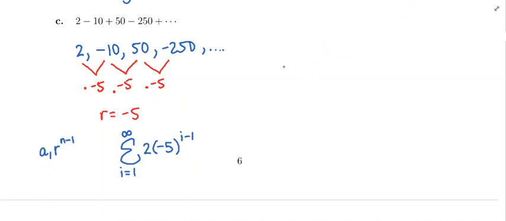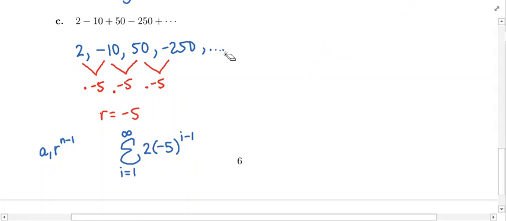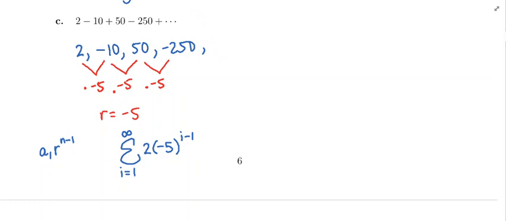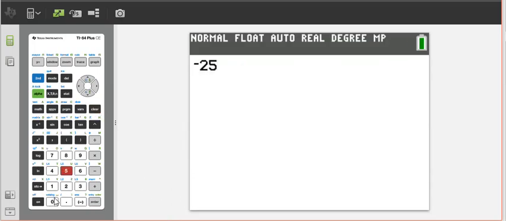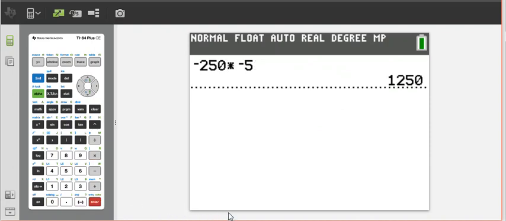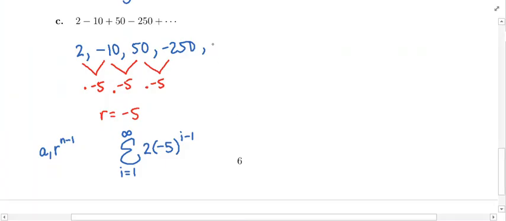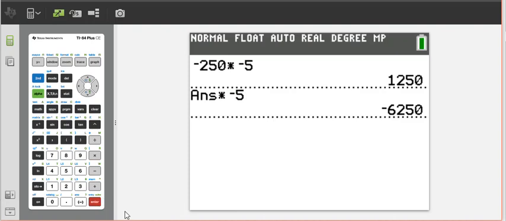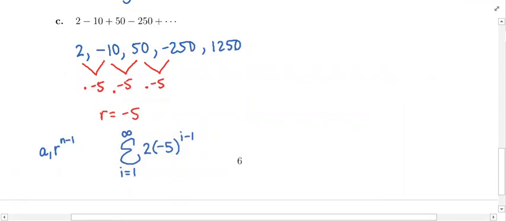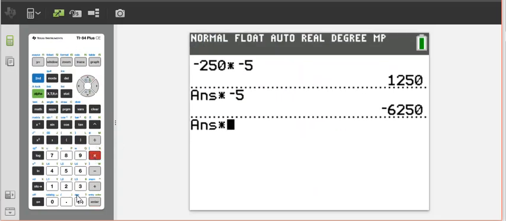Let's write out some more terms of the sequence, and then try to add them up to see what we think. Remember, to go from one term to the next, I have to multiply by -5. So -250 times -5, my next term in the sequence is going to be 1250. Make sure that's right. Yeah. Then I'm going to multiply this by -5. This will be the next term in the sequence: -6250, and then multiply by -5 again.